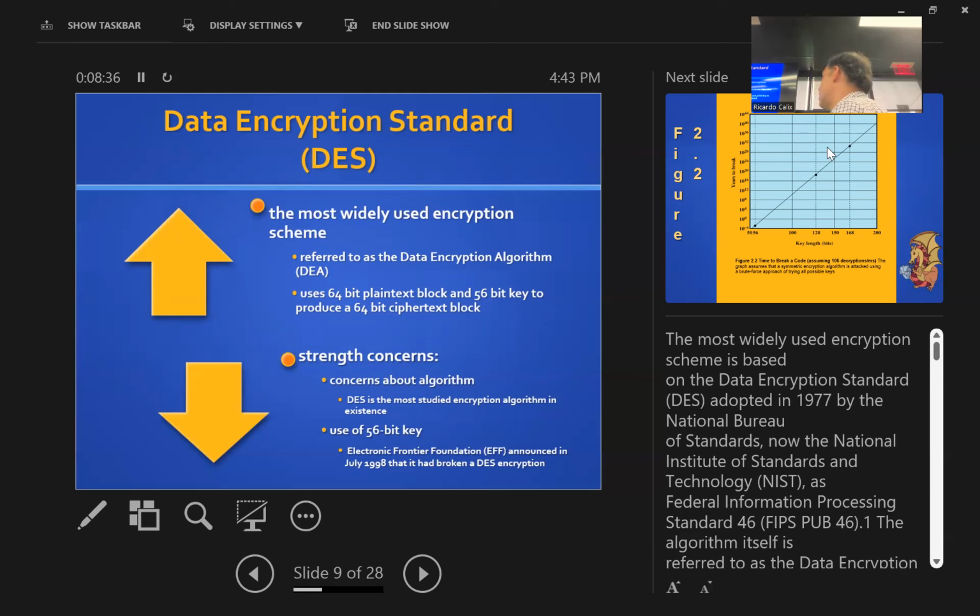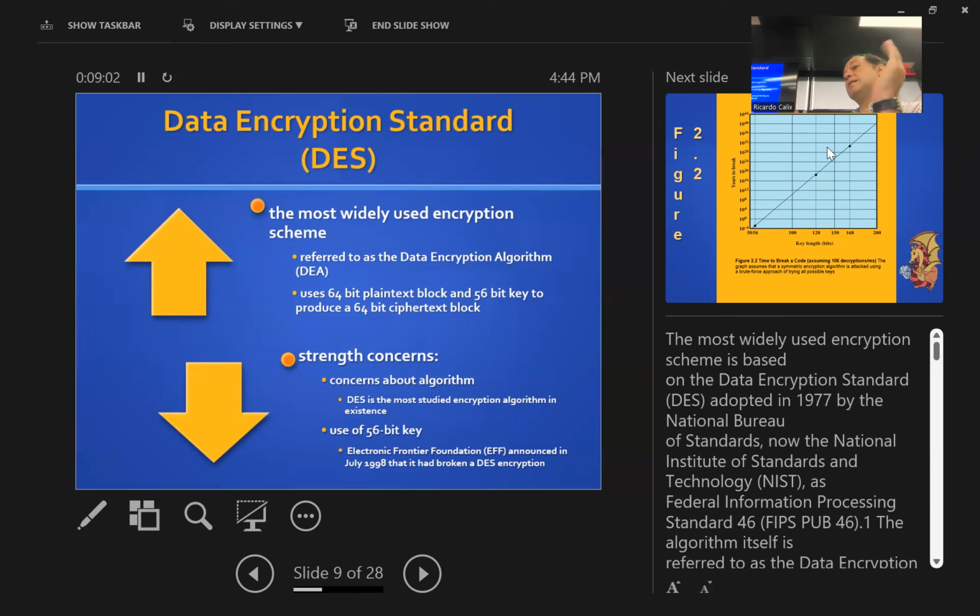DES is the most studied encryption algorithm in existence. And what that means is, remember I said this, right? That in cryptography, you don't obscure the algorithms. It's actually not a thing you want. A good analogy of this is Windows versus Linux, right? I don't know if you guys know, Linux is open source, and with Windows the code is protected because it's Microsoft.